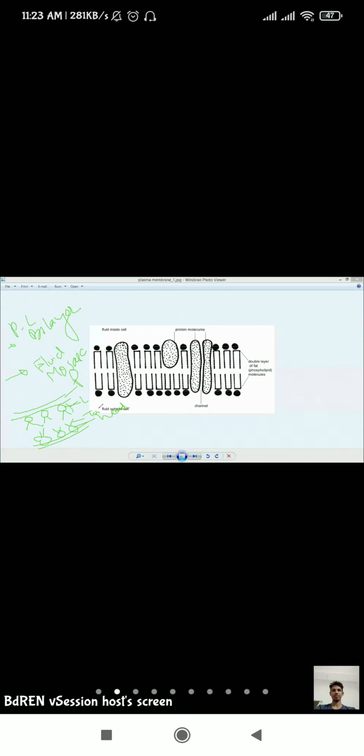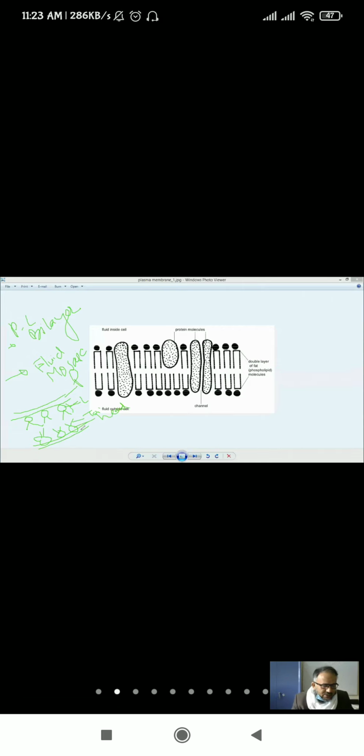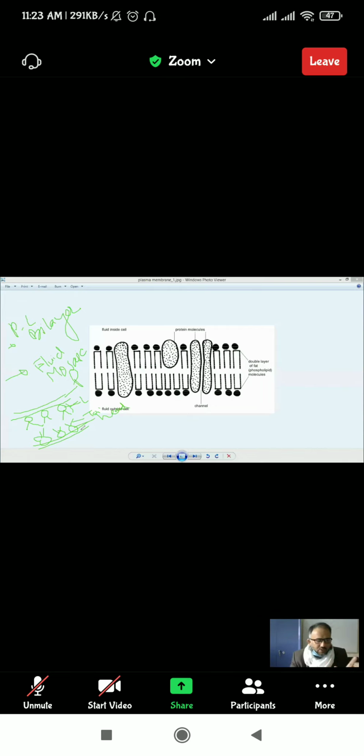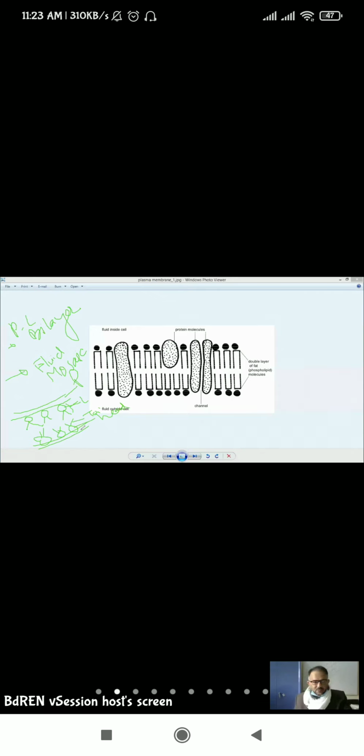And this lipid has two parts. One is the head, the round one, which is called the head. Then the thread-like structure is called the tail. The head is hydrophilic in nature, and the tail is hydrophobic in nature. You know hydrophobic and hydrophilic. This is basically the protein-lipid bilayer membrane, one of the proposed structures of the plasma membrane.